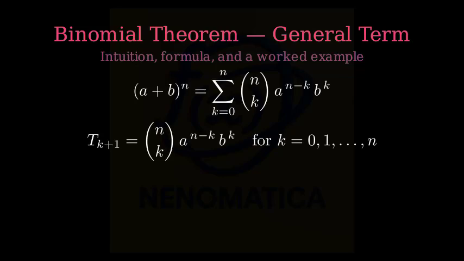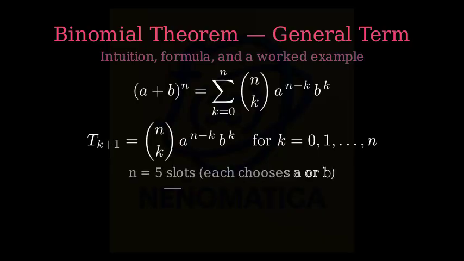Why does the binomial coefficient appear? Think of (a + b)^n as n copies of (a + b) multiplied together. From each copy, you choose either a or b. If a term has k copies of b, and the remaining n minus k copies of a, then how many ways can you choose which positions become b? Exactly n choose k. Let's visualize that with n equals 5 and k equals 2.